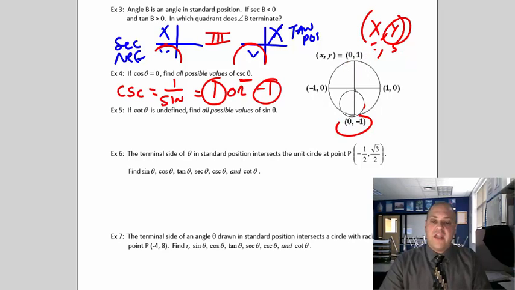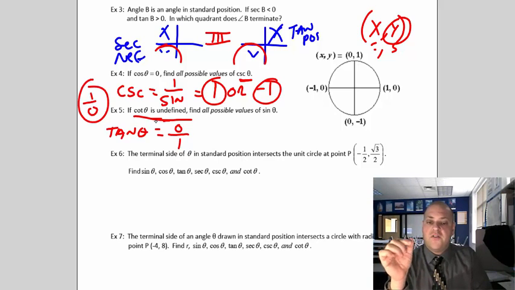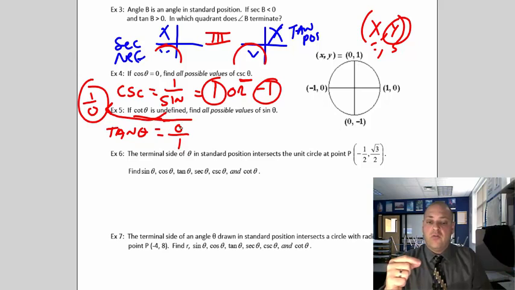What about if the cotangent is undefined? If the cotangent is undefined, that means the tangent must be 0 over 1. How do I know that? Because undefined is 1 over 0. You can't divide by 0. The tangent is the reciprocal of that. That would be 0 over 1. All right, so we're talking about 0 over 1. So where is the tangent 0 over 1?